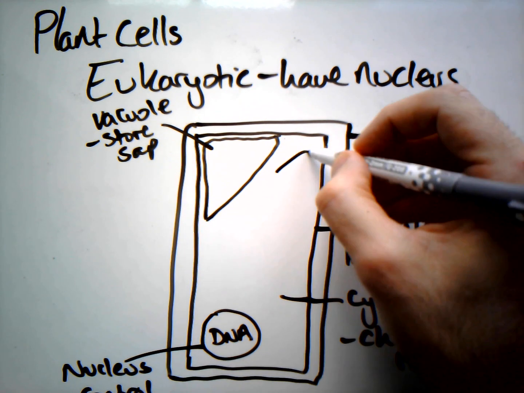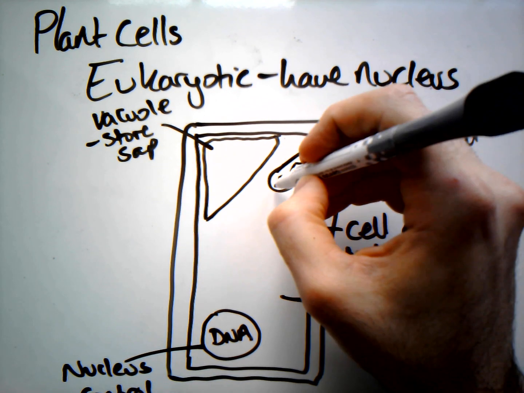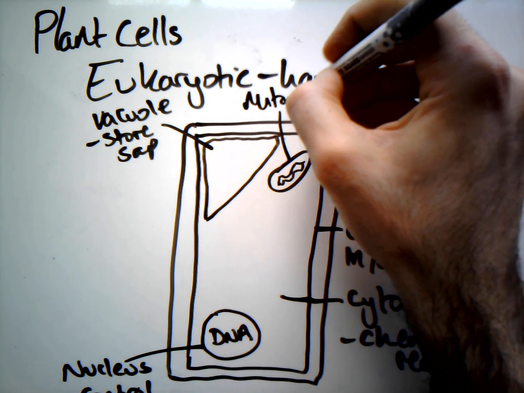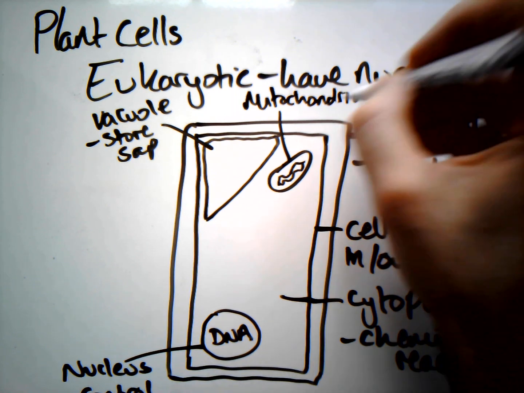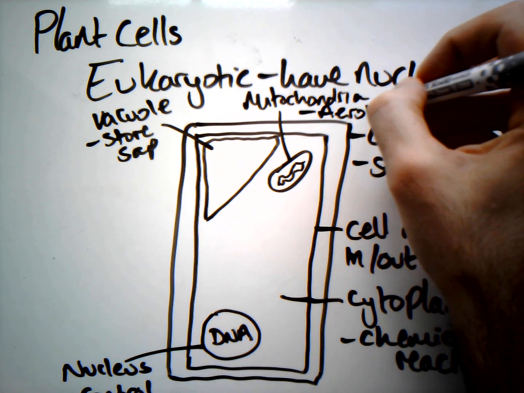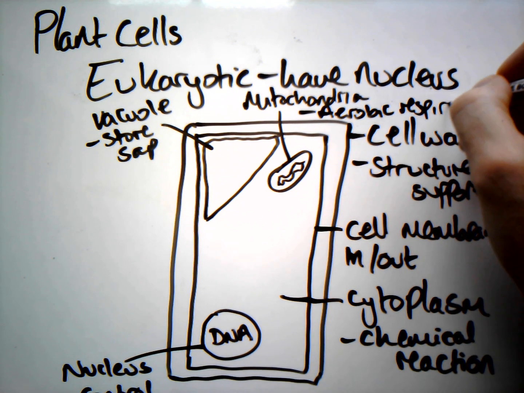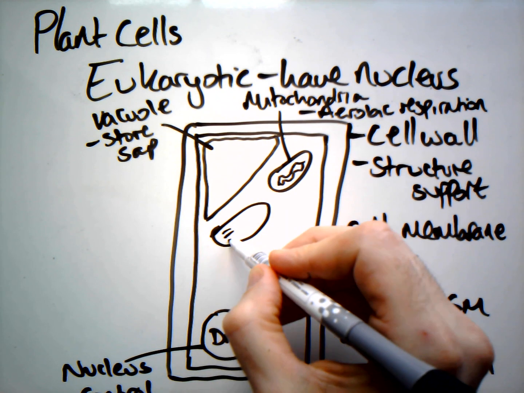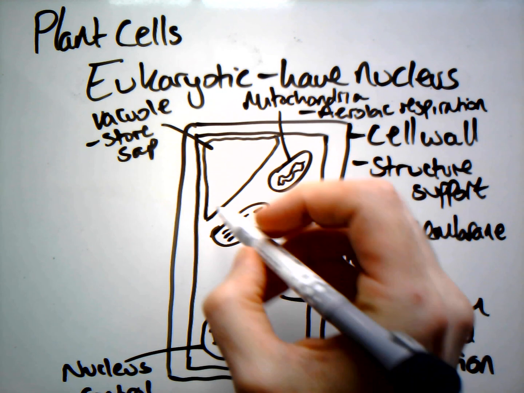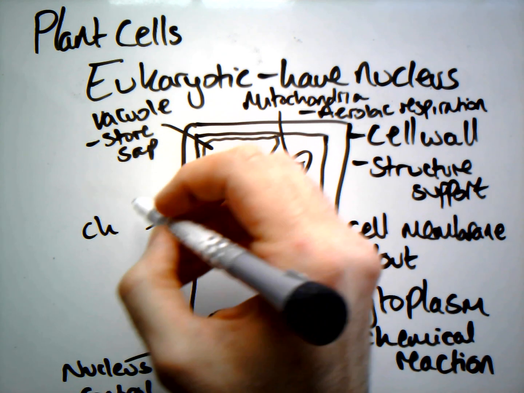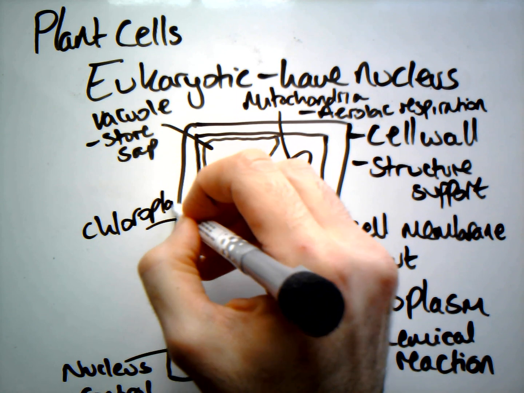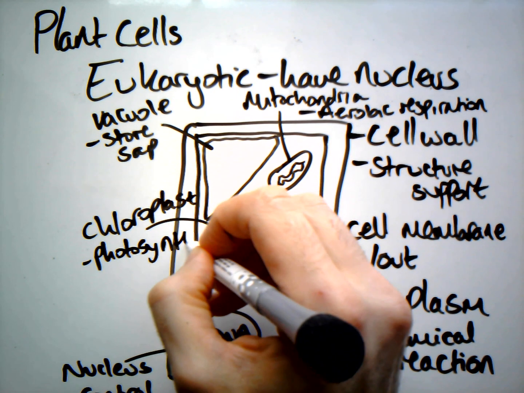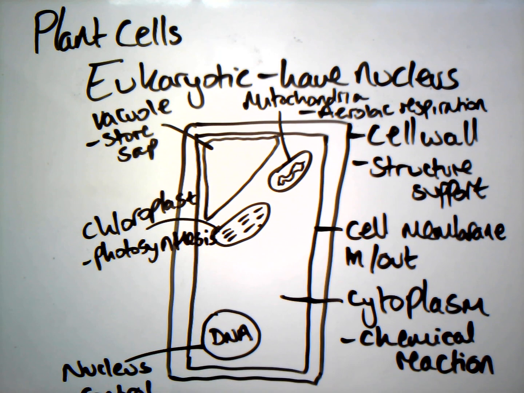Other key organelles include our sort of double membrane bound structure with this wiggly bit in the middle. This is our mitochondria. And this is where we have aerobic respiration. Along with our mitochondria, we also have another double membrane structure, which we tend to draw with sort of straight lines in them like that, called the chloroplast. And the chloroplast is the site of photosynthesis. This is where the plant absorbs sunlight to produce glucose.